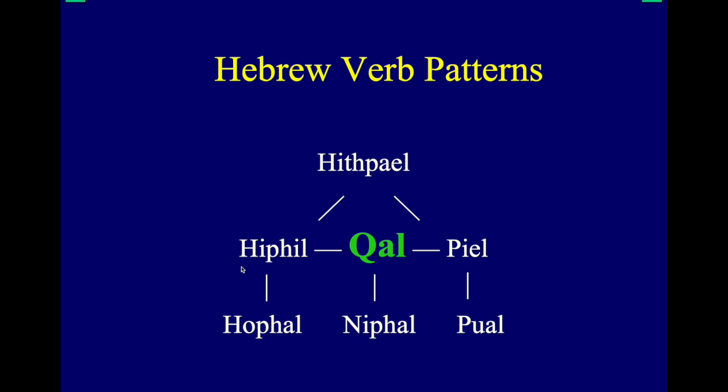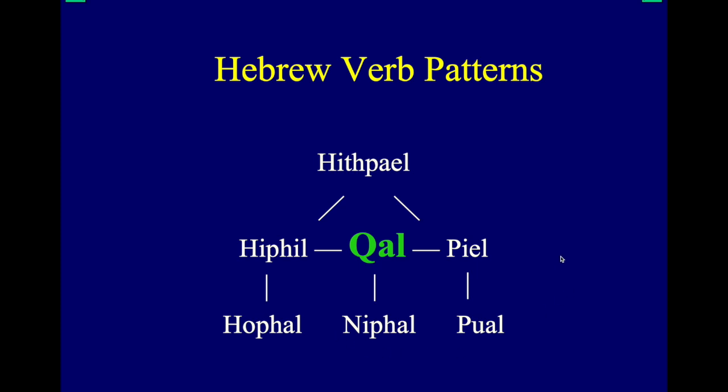Like I said, the ones that we're really going to spend time learning are going to be Niphal, Piel, Hiphil, and especially Qal, where we'll spend most of our time. But you just got to know that these things exist. So when I ask what a certain kind of verb is, the first piece of information that I'm going to look for is the stem or pattern. So when I describe a verb, I start by saying it's a Qal, or it's a Piel, or it's a Hiphil, or it's a Niphal.